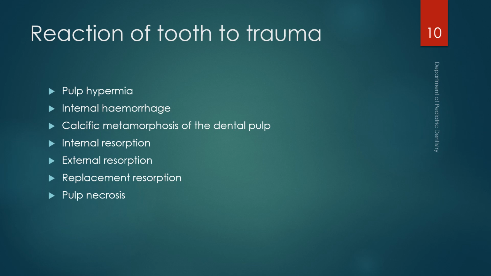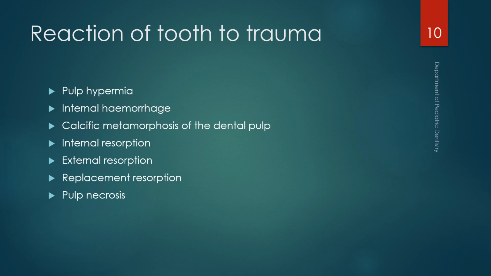But if this pulp hyperemia, which is the increase in the blood flow, goes on for more than 3 weeks, right? It will cause internal hemorrhage. That means the congestion of the blood supply in the pulp chamber will cause the blood components to break up, and then the hemosiderin, the hemoglobin will break up from the red blood cells, and these hemosiderin from the hemoglobin will enter the dentinal tubules, and they will cause internal discoloration of the tooth, and this is called as internal hemorrhage.